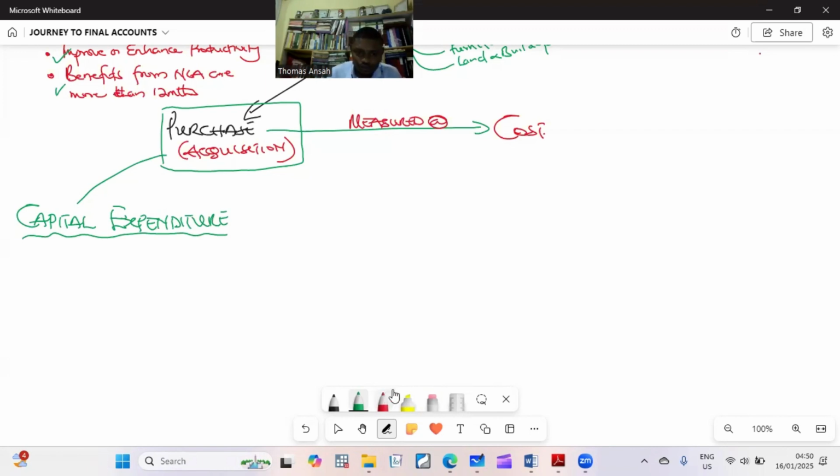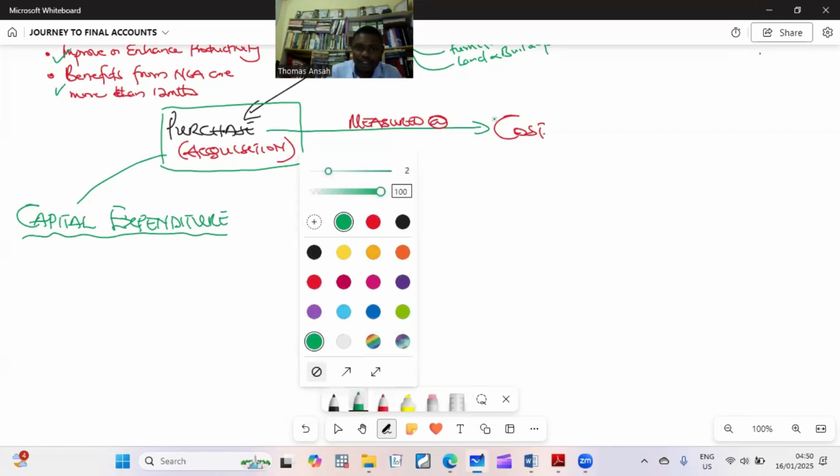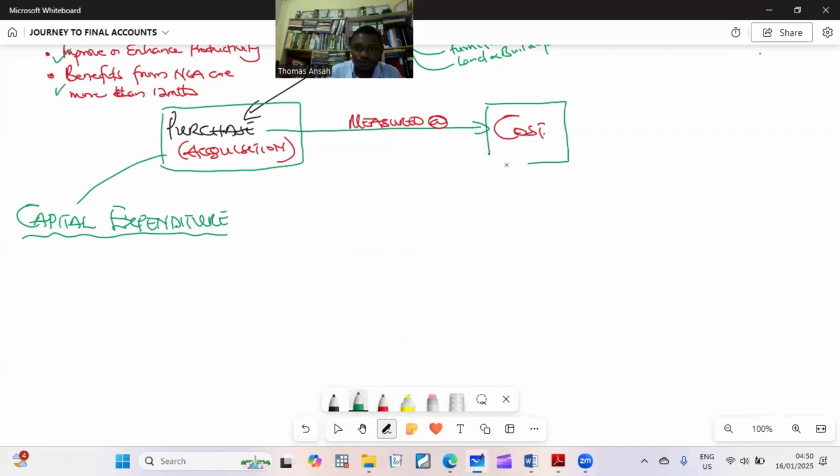Now let's come to the next thing here, which is cost. Now, what is cost? Cost simply means sacrifice. How much you sacrifice to get something. So that is what cost is. The amount of sacrifice that you have made. Now, the value of that sacrifice will be called price. So cost is the sacrifices you made to get an asset or to bring an asset to a point where you can use it.